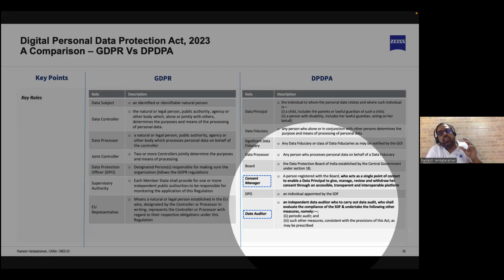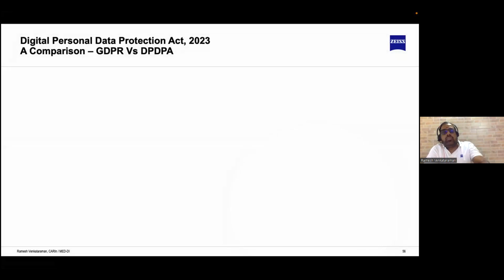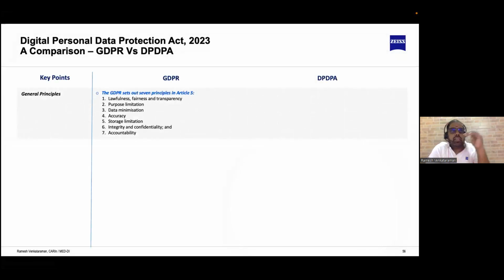So interestingly, we are talking about consent manager as unique. We are talking about data auditor as unique, as important roles when compared to GDPR. You can compare this with any law, I'm sure. When we talk about general principles, GDPR really sets the base beautifully. 7 principles, right? We all know. For which you are collecting the data, purpose needs to be there. You need to process the data as minimally as possible, data minimization. Ownership on the data controller to maintain the accuracy of the data, up to date, providing the provision, right? Storage limitation, integrity, confidentiality, and accountability, the final one.